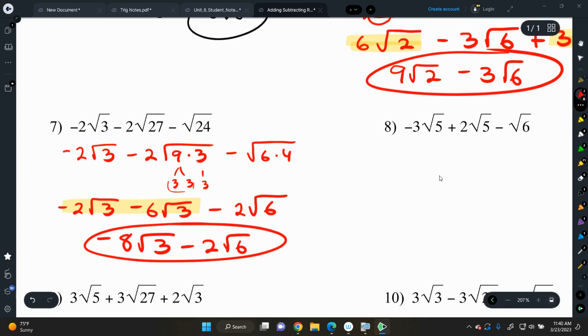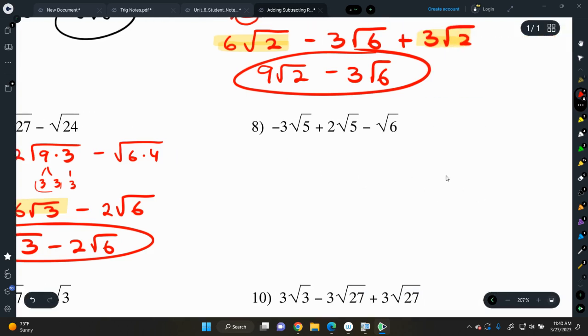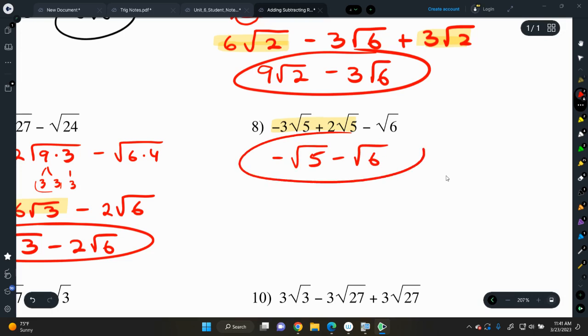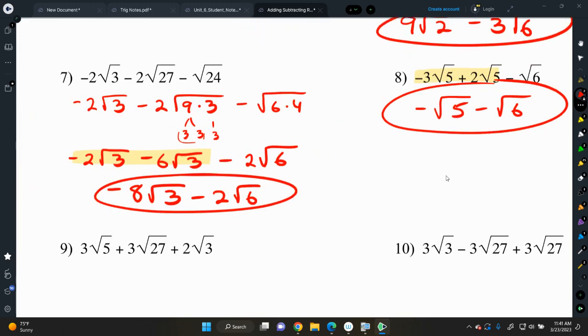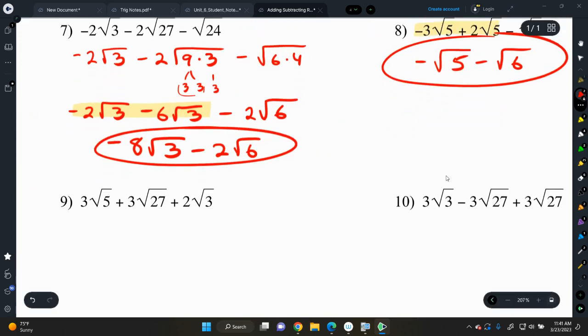Okay. Rod, how about number 8? You just combine your like terms. Yeah, there's no simplifying to be done because 5 and 6 are not going to simplify out of the radical. So we're just going to combine those like terms. And what do we get? Negative √5 minus √6. There you go. Excellent. That was like so easy after the hard ones. You kind of feel like you're doing something wrong, right? Yes. Okay. All right.